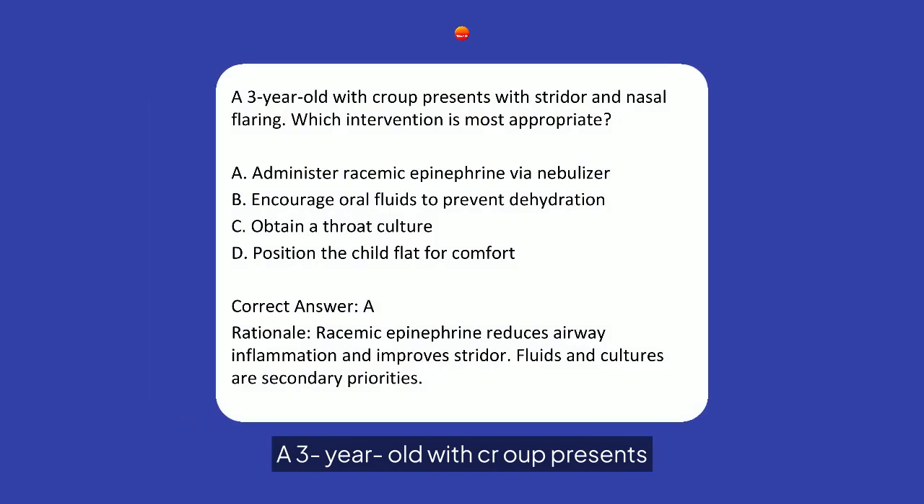A 3-year-old with croup presents with stridor and nasal flaring. Which intervention is most appropriate? The correct answer is A. Administer racemic epinephrine via nebulizer. Rationale: racemic epinephrine reduces airway inflammation and improves stridor. Fluids and cultures are secondary priorities.